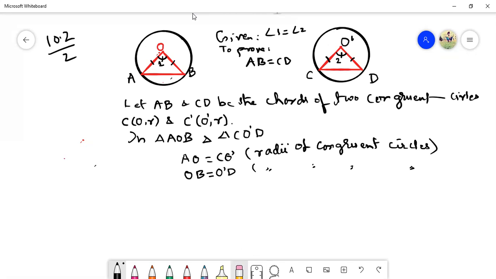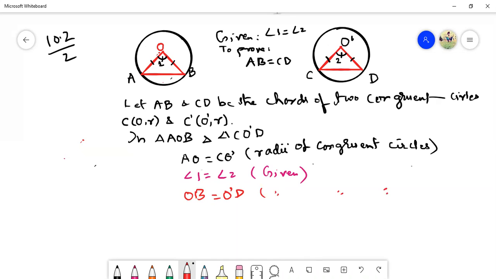Before that, we should write side angle side. So we used to go by sequence side angle side, but in some books they are not maintaining the sequence, but we are maintaining sequence, therefore side, then angle 1 is equal to angle 2. Why? Because it is given that these angles are equal, then now we can write OB is equal to O dash D. The reason is same. This reason you can write here.